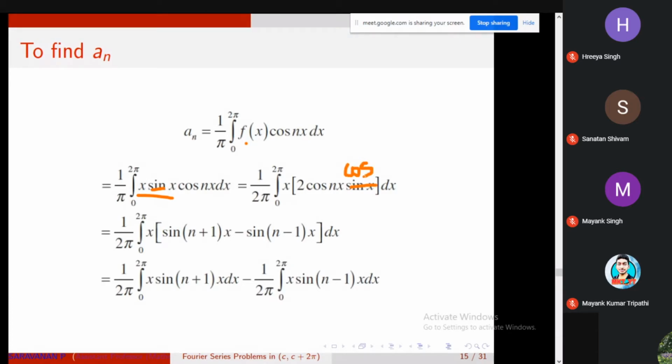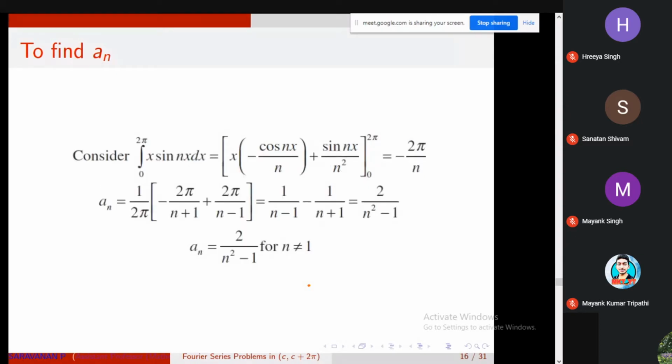Then apply the formula 2 cos a cos b. Can you tell me what is 2 cos a cos b? Cos of a plus b plus cos of a minus b. Yeah, good. So cos of n plus 1 into x, plus cos of n minus 1 into x. Okay, so we'll get x into cos.